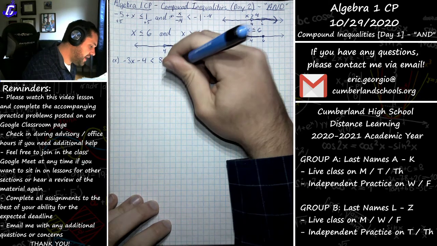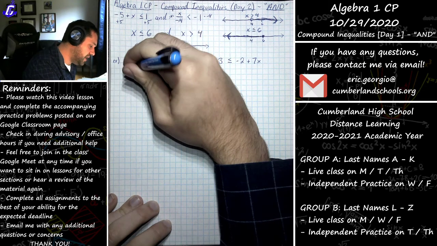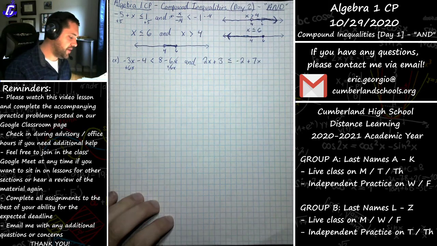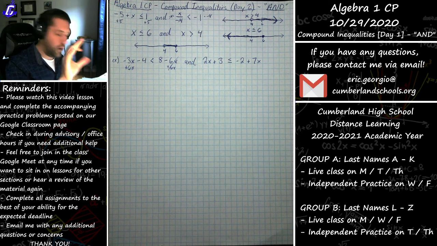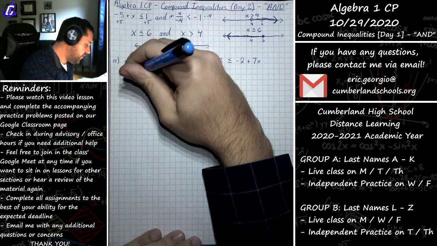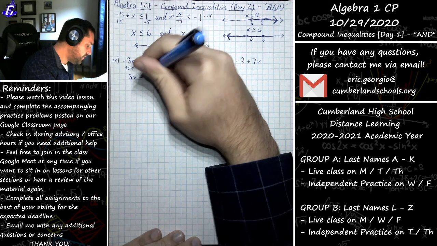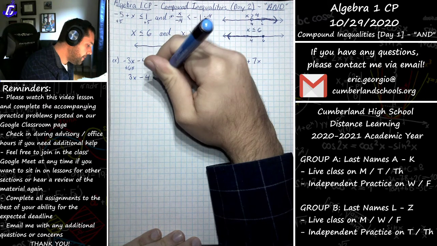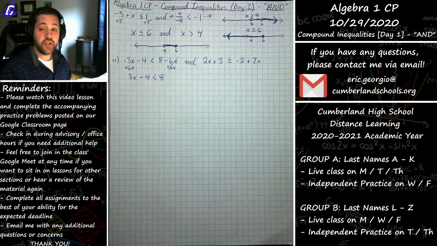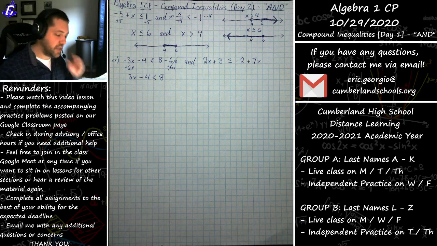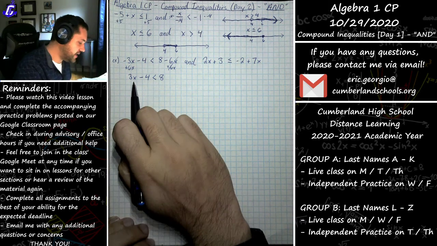I would add 6x over to the other side because I have variables on both sides. We don't want to have variables on both sides. I only want those x's on one side. I add 6x. I get 3x minus 4 is less than 8. We've now reached a two-step inequality. We love two steps because in order to get x alone, we know exactly what to do here.